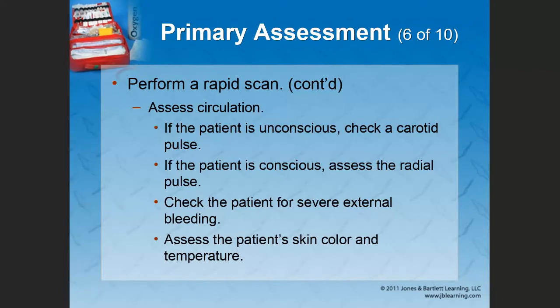If the patient's skin color is pale, so if they have pale skin, that suggests a circulation problem. They have a problem with circulation. If the skin color is blue, so if they have blue skin or cyanosis, that suggests that the blood is poorly oxygenated and they have a circulation problem as well.